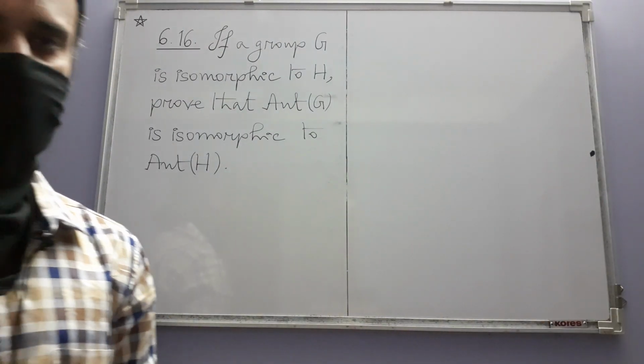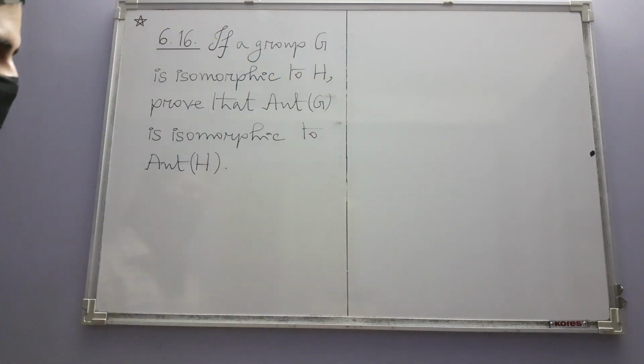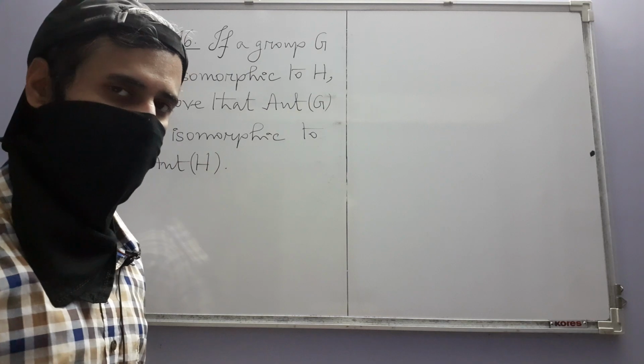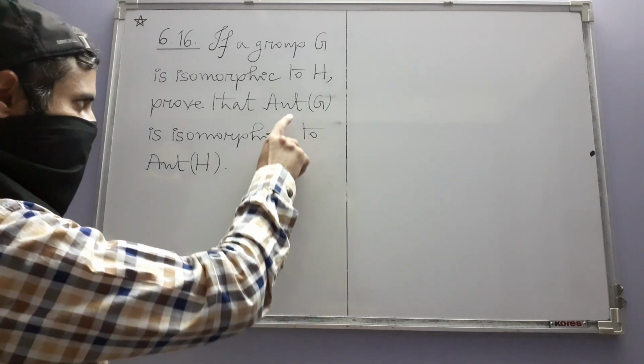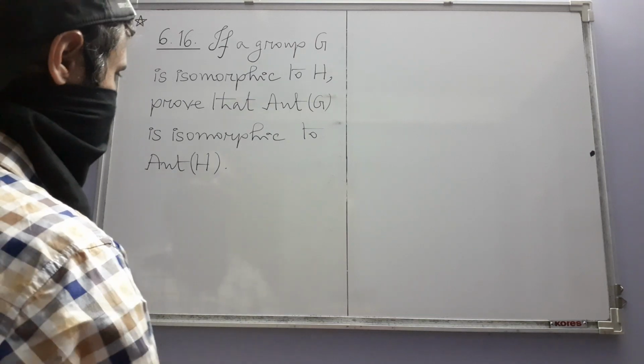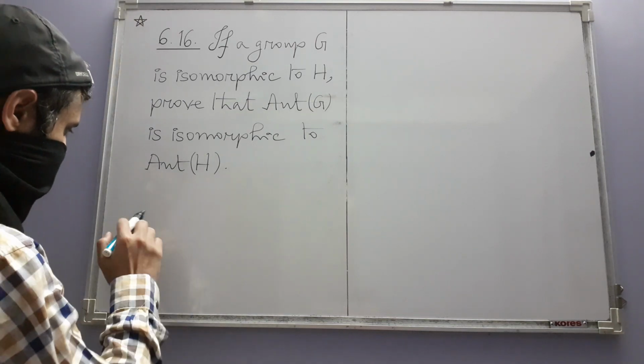Okay, next exercise 16. Here we are given two groups G and H that are isomorphic to each other. We have to prove that their automorphism groups are also isomorphic to each other. So let's see the solution.